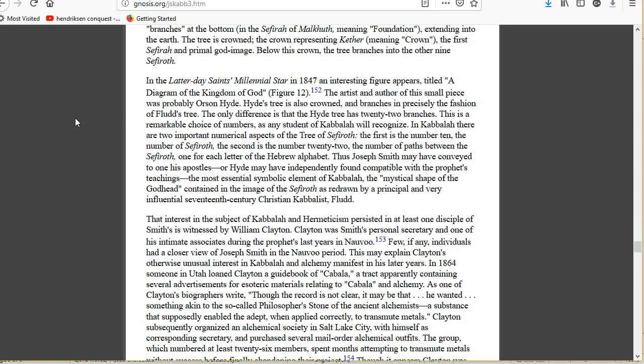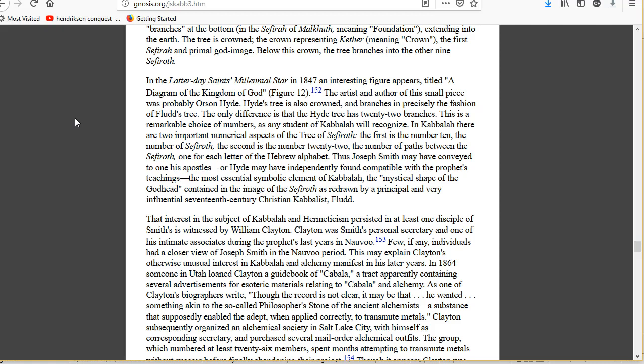In Latter-day Saints' Millennial Star, in 1847, an interesting figure appears titled A Diagram of the Kingdom of God. The artist and author of this piece was probably Orson Hyde. Hyde's tree is also crowned, and branches in precisely the fashion of Flood's tree. The only difference is that Hyde's tree has 22 branches. This is a remarkable choice of numbers, as any student of Kabbalah will recognize.